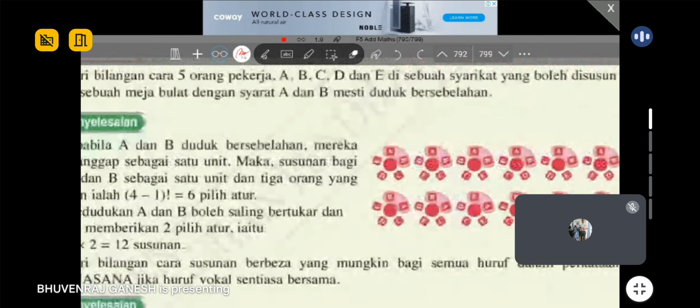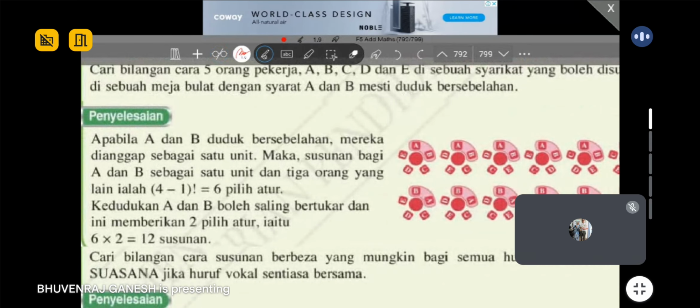Okay, so yeah. Okay, guys. So we see this question. How many different arrangement we can arrange this word if the vowel must be together? Kalau vokal kena sentiasa bersama. So can anyone try and see this one? Suasana. All the vowel you must be together. So how can I do this?